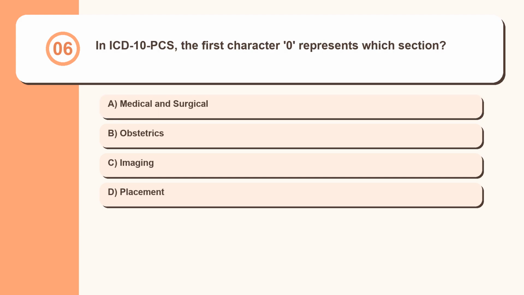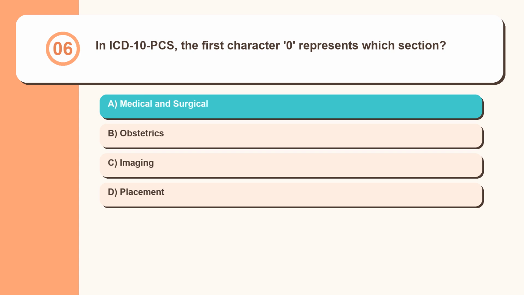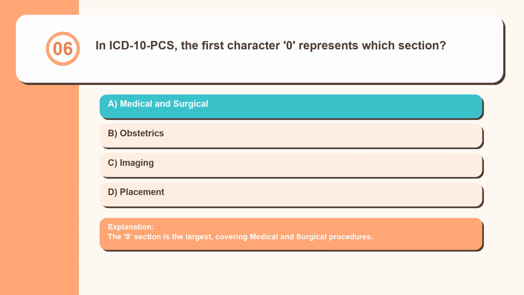Question 6. In ICD-10-PCS, the first character 0 represents which section? Medical and surgical, obstetrics, imaging, placement. The 0 section is the largest, covering medical and surgical procedures.